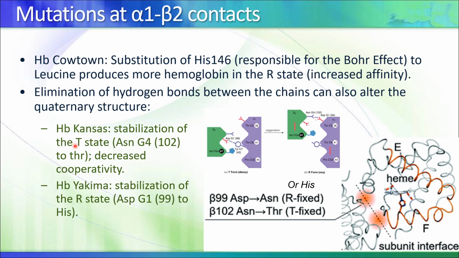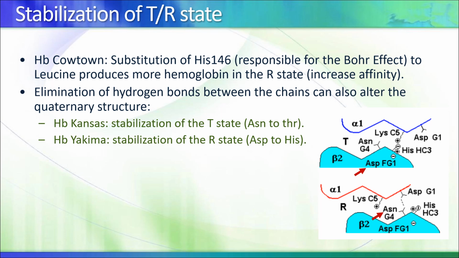Now Hb Kansas, for example, is caused by mutation of asparagine 102 to threonine. So it's this asparagine right here that is mutated, and this asparagine stabilizes the R state. So in this case, the equilibrium would shift to the T state. Okay, so you have stabilization of the T state, meaning that hemoglobin would have low affinity to oxygen. You can also have mutations that cause stabilization of the T state or the R state. So there is a change in the equilibrium between the two states of the hemoglobin molecule.